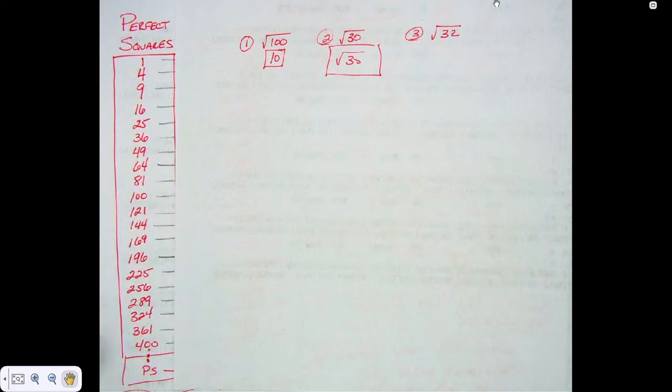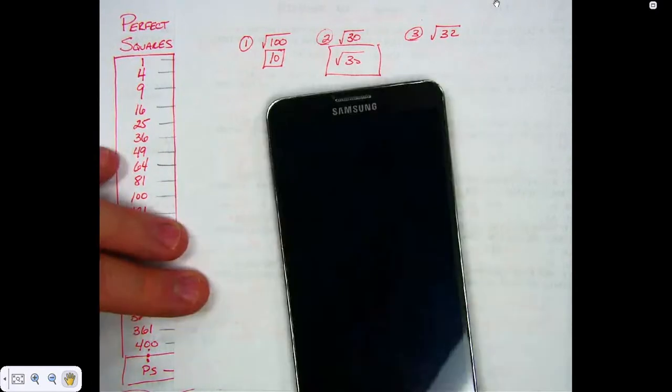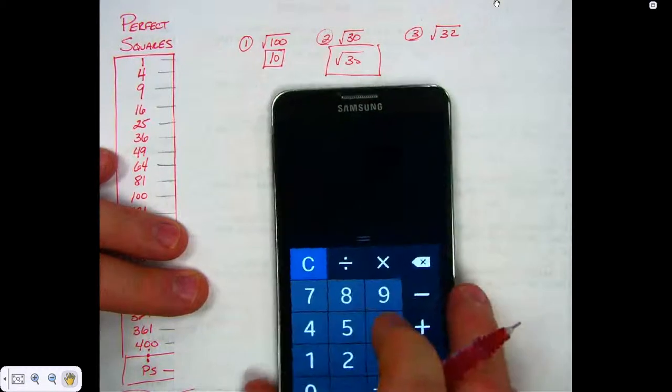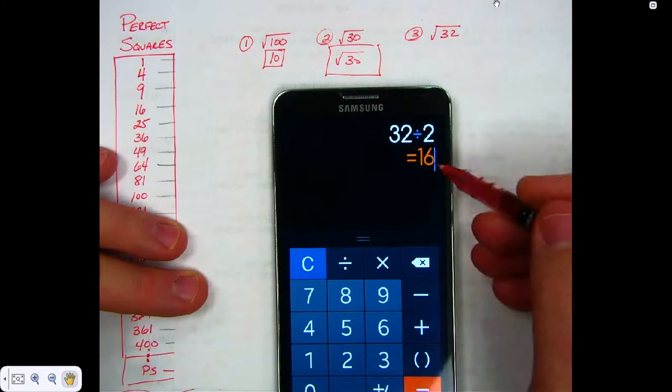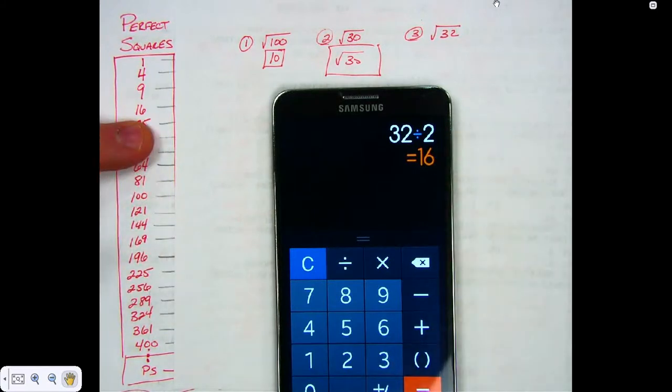Now, where should I start with my numbers? 32 divided by what? Start at half of it. Start with the number 16. Is 16 on our list? Yes, it is. So what's the largest perfect square factor?